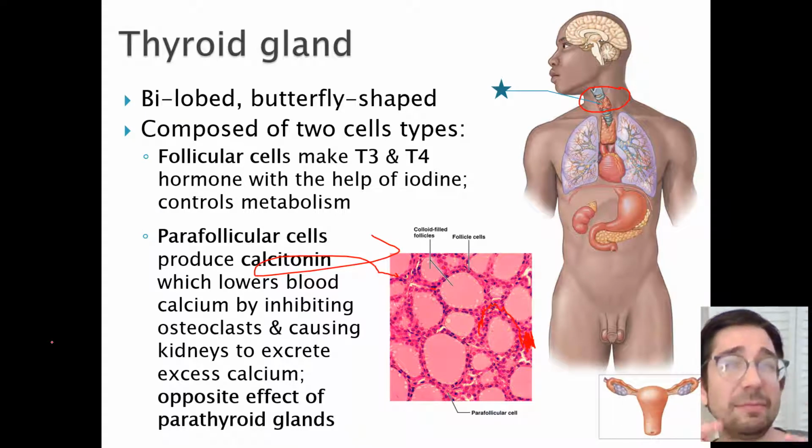Calcitonin puts calcium in bone. So where is the calcium not? If it's in the bone, it's not in the blood. So it lowers blood calcium. It takes some of that circulating calcium in the blood and puts it in the bone: calcitonin.